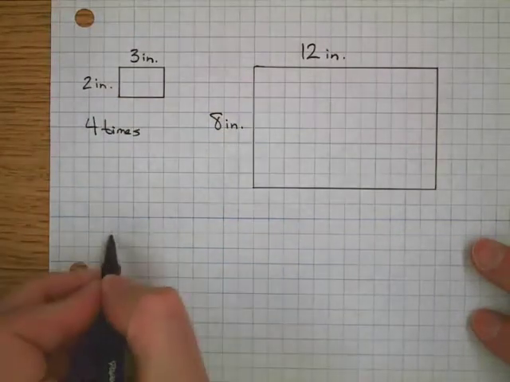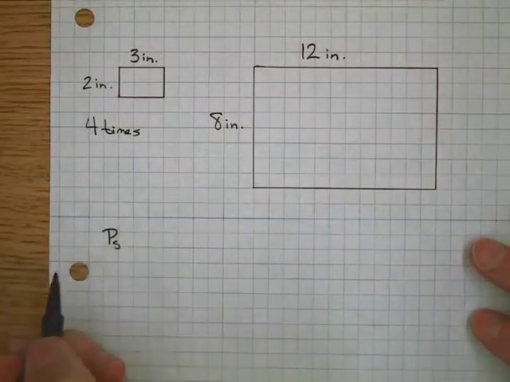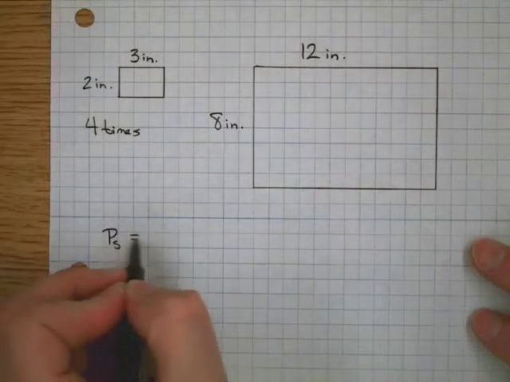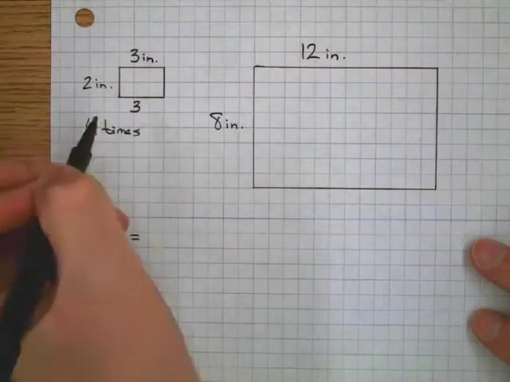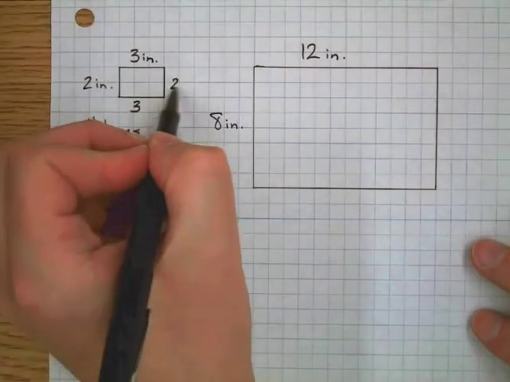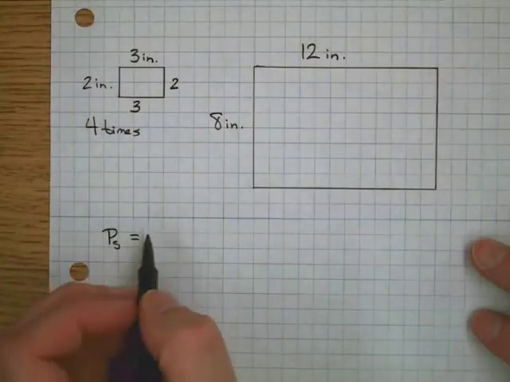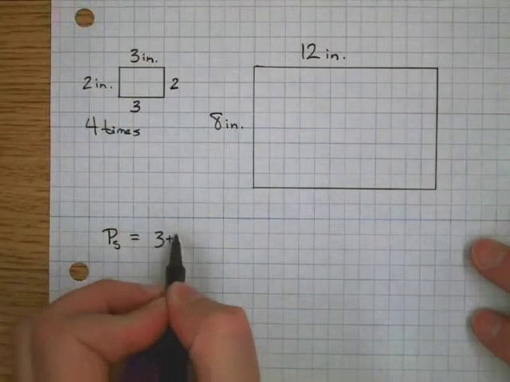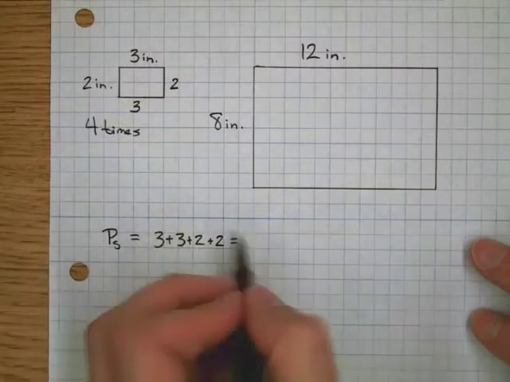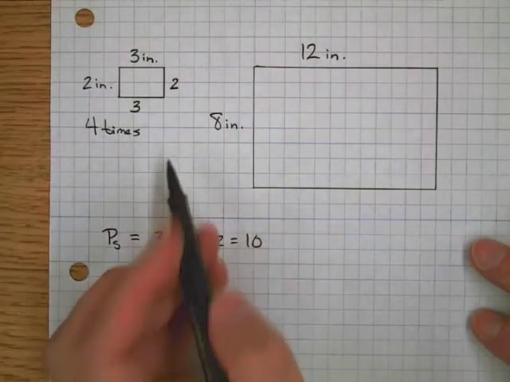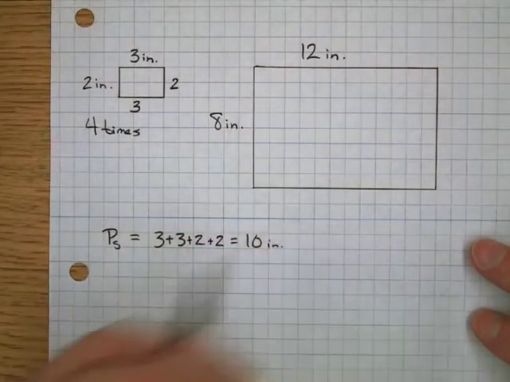So let's start off with the perimeter of the small rectangle. If we look up here, we have 3 and 2. It means that this side is also going to be 3 and this side is going to be 2. So we end up with 3 plus 3 plus 2 plus 2, which is 10. Our units are inches, so we have 10 inches.